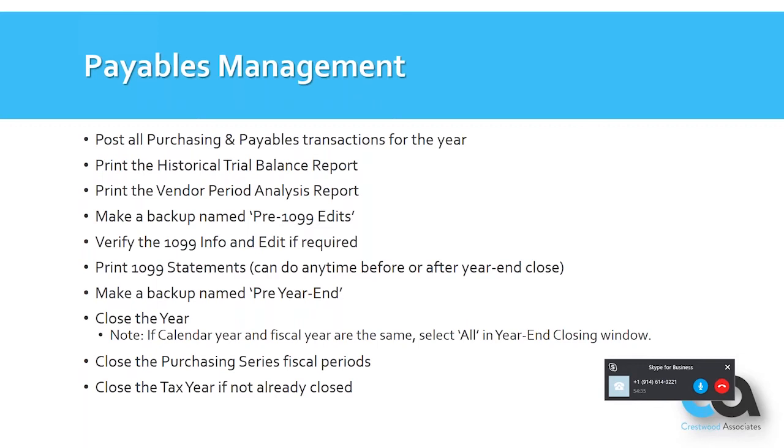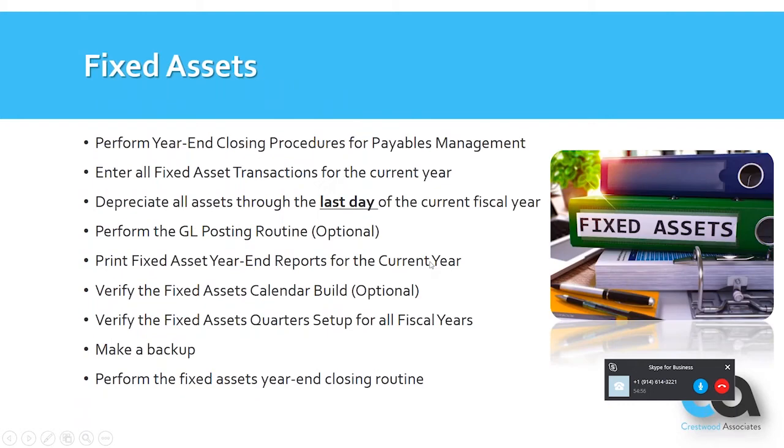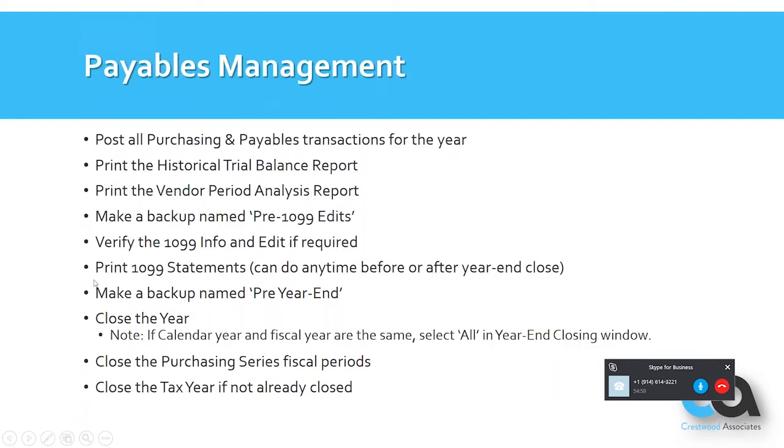And then at that point, you'll want to verify all of your 1099 information. And then you can make some edits to those 1099 amounts if you need to. And then you can print out your 1099 statements. So the important thing to remember here, printing your 1099 statements can be done anytime before or after your year-end close. The important thing for that is just that you've posted all 2018 payments to your vendors before you print your 1099 statements.